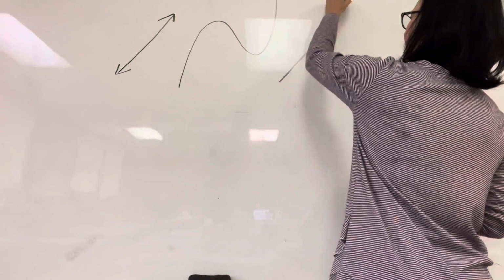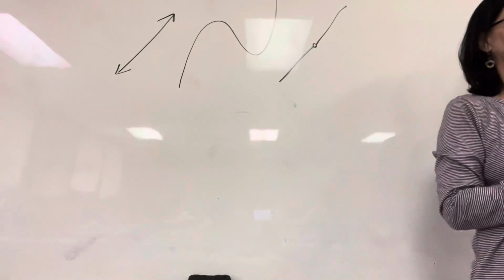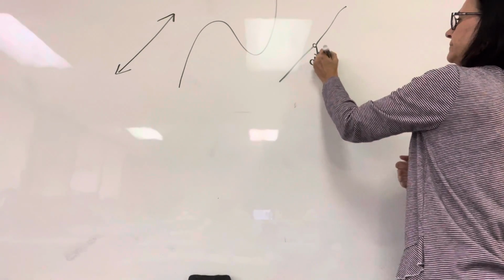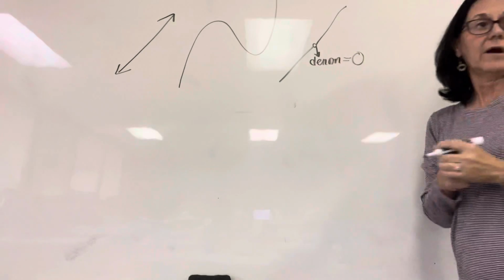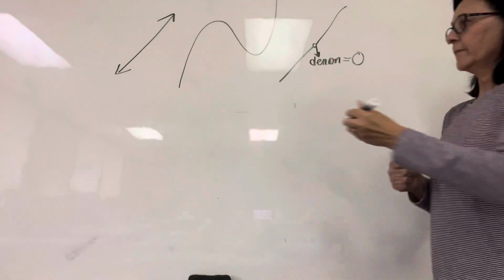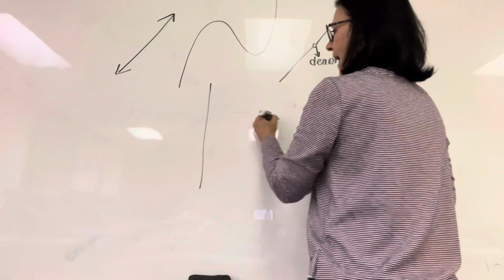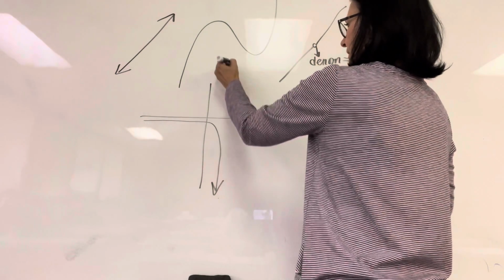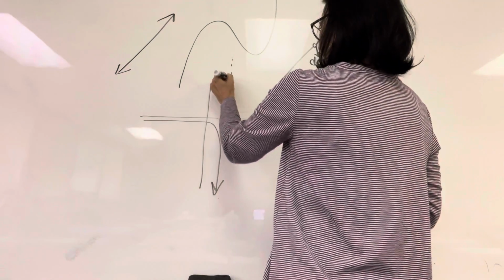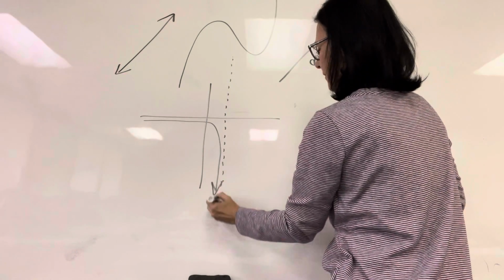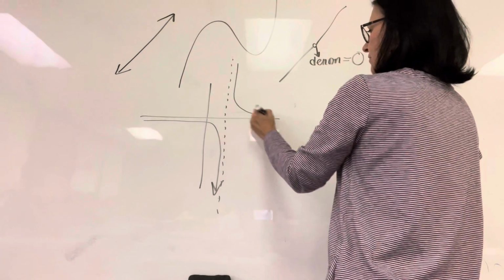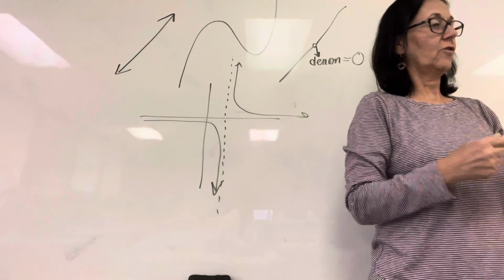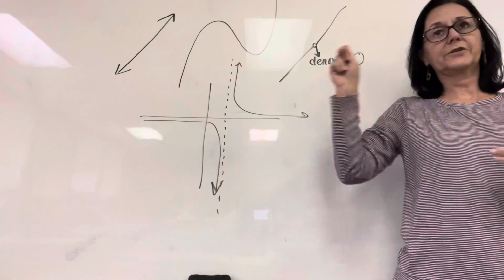There's a hole in the graph, and then it goes forward. This is where the denominator equals 0. There may also be an asymptote. Like your graph may go like this. And there may be this imaginary line. An asymptote is like an imaginary line that the graph approaches but never crosses, particularly if it's vertical.